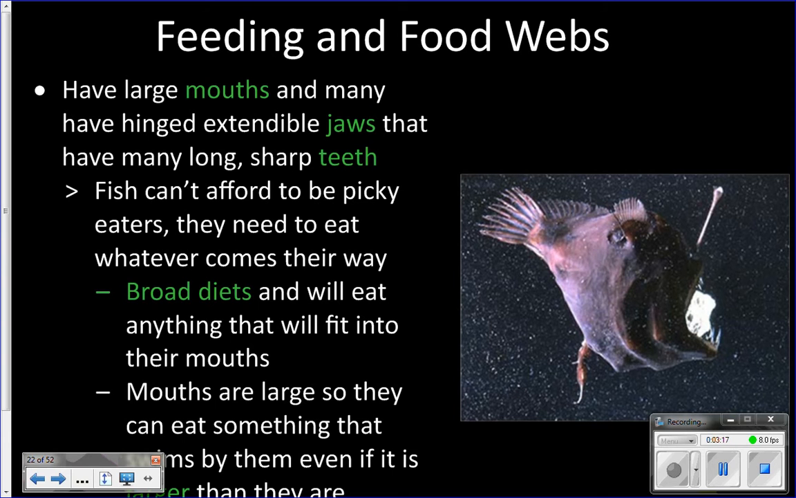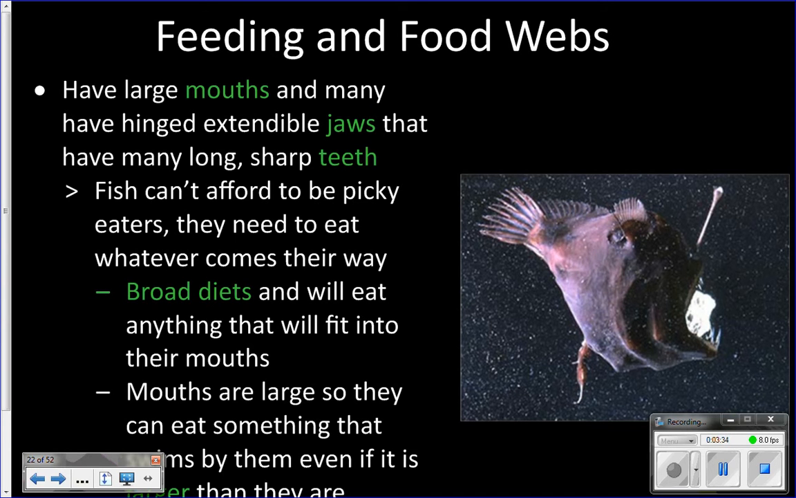And they're going to have these big sharp teeth so that when they clamp down on that prey it will not get away, because those teeth are going to impale the prey item and they won't be able to get away. So they've got these big giant mouths and these big teeth to help to capture prey.